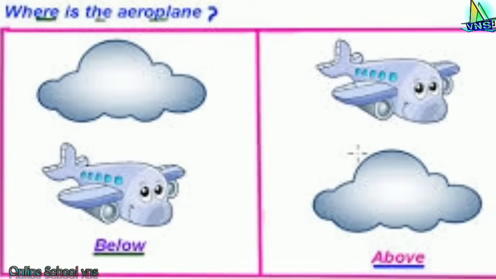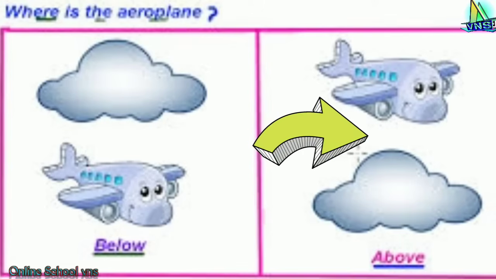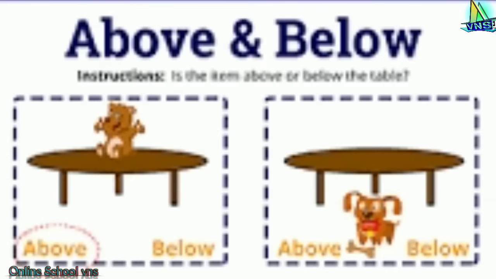Now here a question is given: where is the aeroplane? In this diagram we can see that the aeroplane is below the cloud. But in that diagram the aeroplane is above the cloud. In this diagram I have some questions for you. The first question is already done.